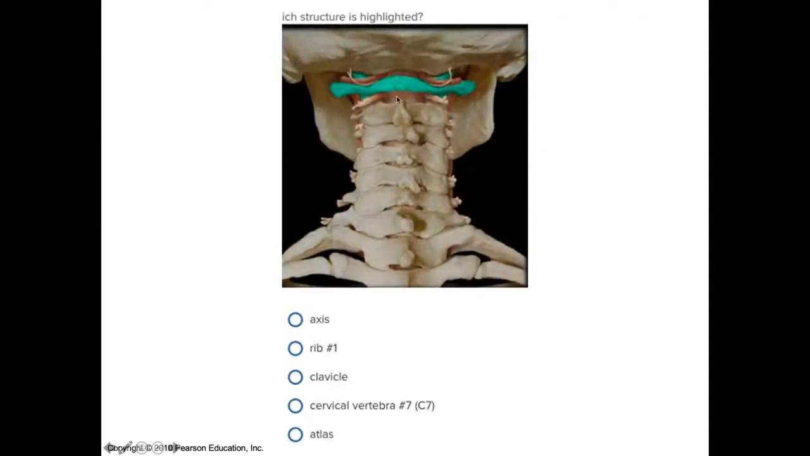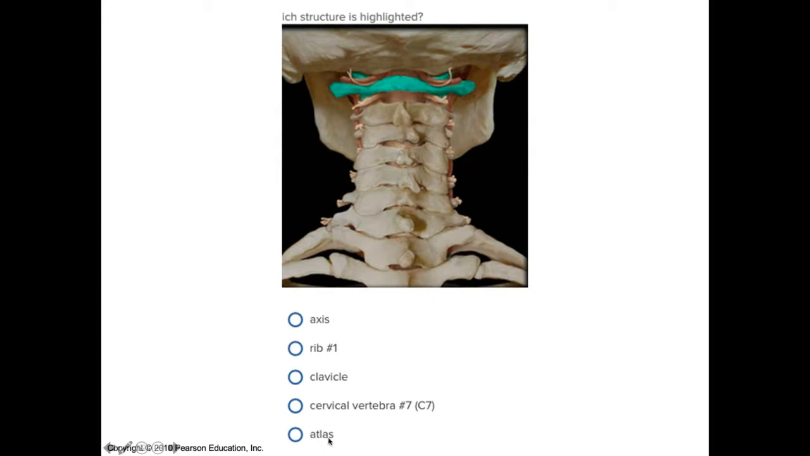7 cervical vertebrae, C1, C2, C3, C4, C5, C6, C7. Most of the cervical vertebrae have these spinous processes that look bifid, or like there's a fork in the road. They're asking us to name the highlighted one. Well, I said that that is C1. That's C2. But it doesn't give you C1 as an option.